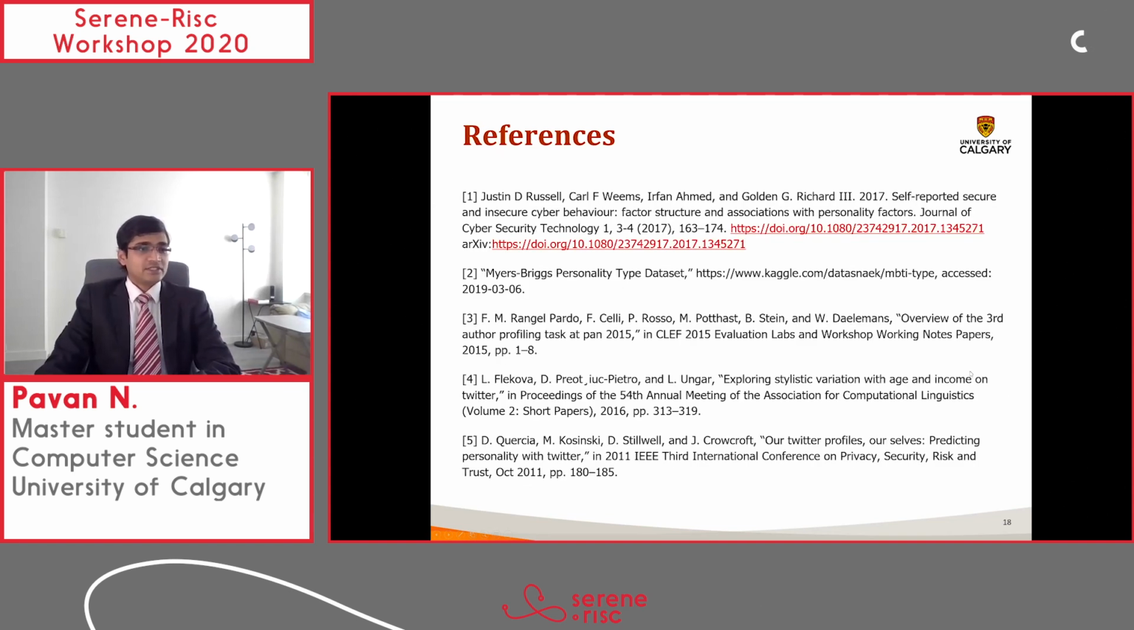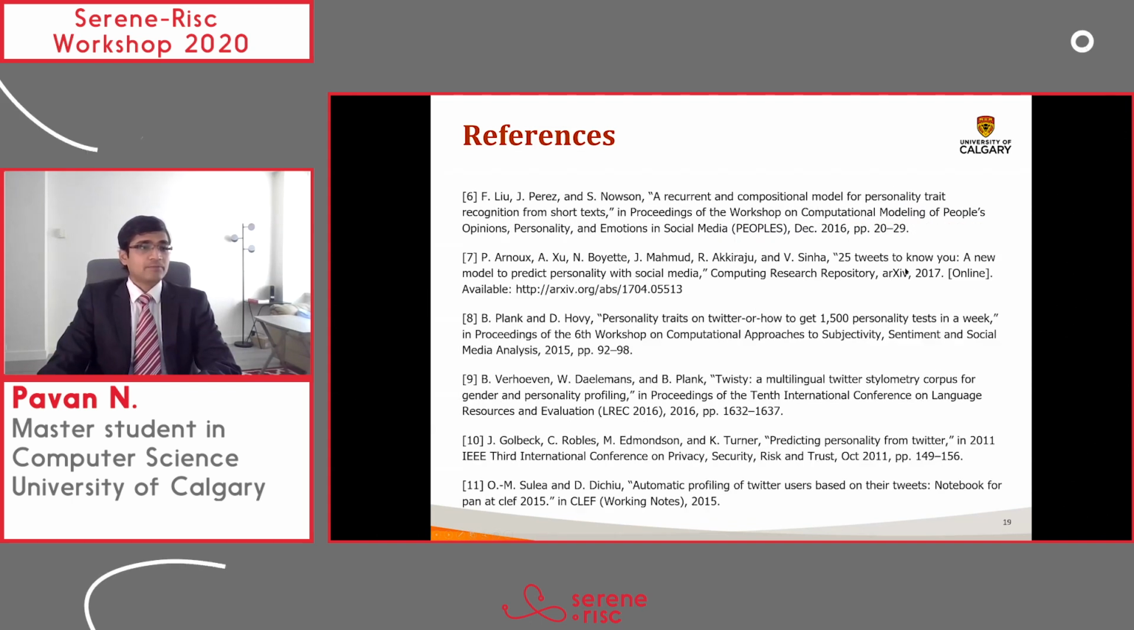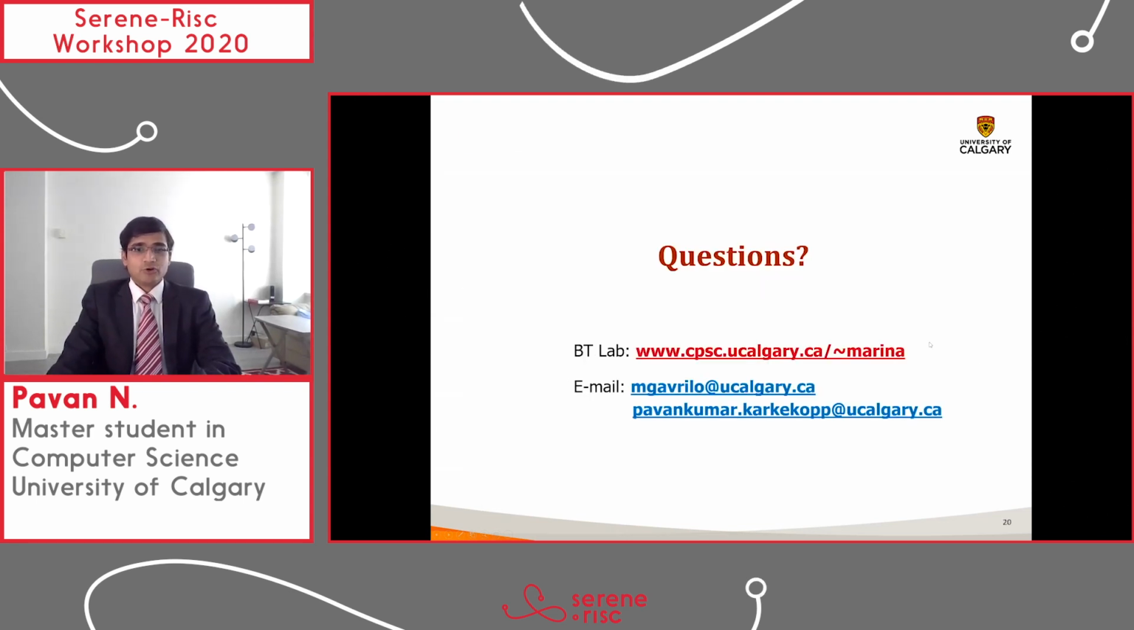These were the references to some of the most important literature that we use in our work. That was the MBTI personality traits, as well as the PAN dataset. Along with that, we found different works which talk about the different language-based features that they use. Kersia et al. and Russell et al. talk about a different set of features to be used. And Arno et al. talks about using only 25 tweets to calculate these personality traits. So that's it for the presentation.